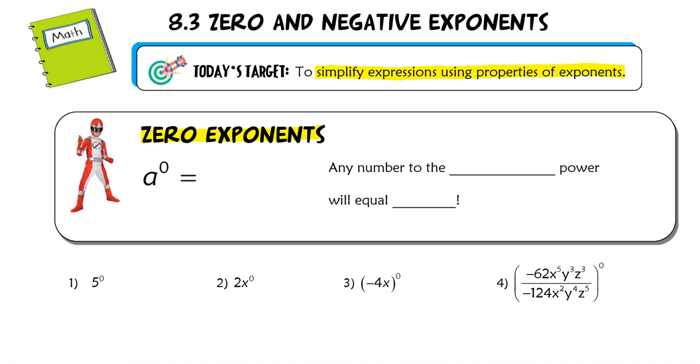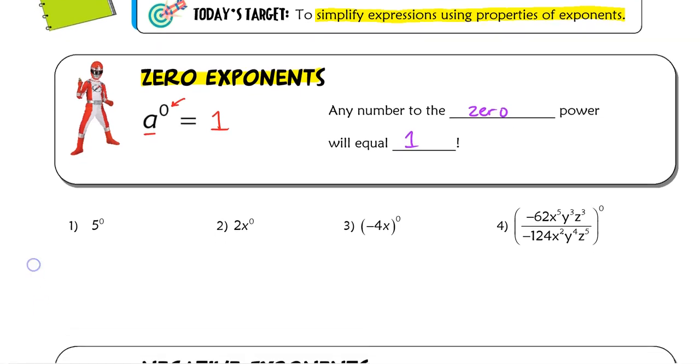Anytime we have a number raised to the zero power, so here we have some number raised to the zero power, it's always going to equal 1. So to finish this sentence off, any number raised to the zero power will always equal 1. So let's get started with our first example. It's pretty straightforward. We have a base of 5 raised to the zero power. So 5 to the 0, doesn't matter what that number is, it's always going to equal 1.